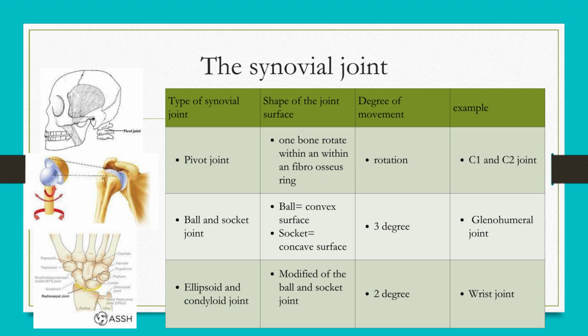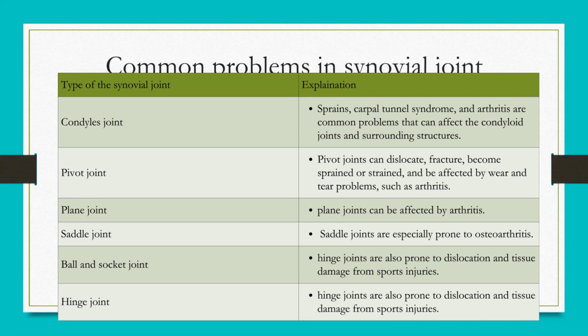The condyloid joint is a modified ball and socket joint. The condyloid joint has 3 degrees of movement. The example of the condyloid joint in our body is the wrist joint. Next are the common problems in our joints. For this one you do not need to remember it, because you will learn it in the musculoskeletal course.